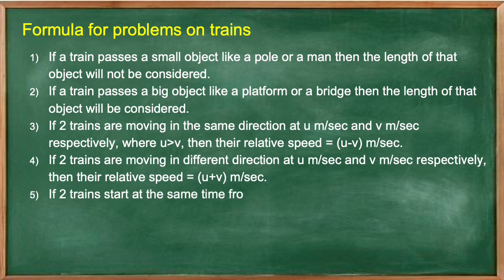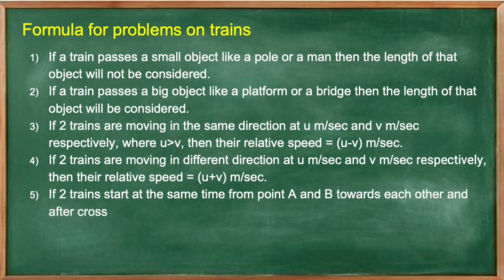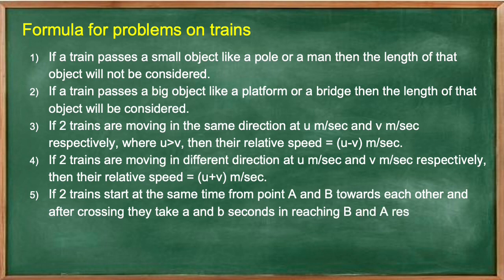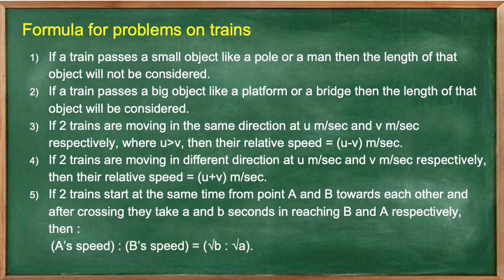If two trains start at the same time from point A and B towards each other, and after crossing they take a and b seconds in reaching B and A respectively, then A's speed is to B's speed is equal to square root of b is to square root of a.